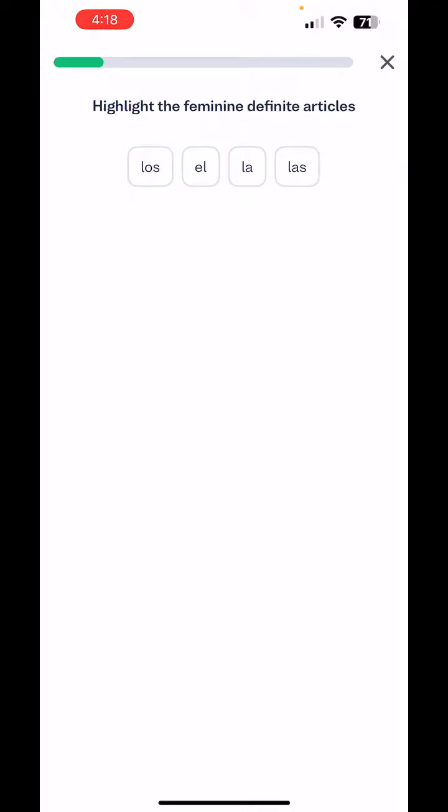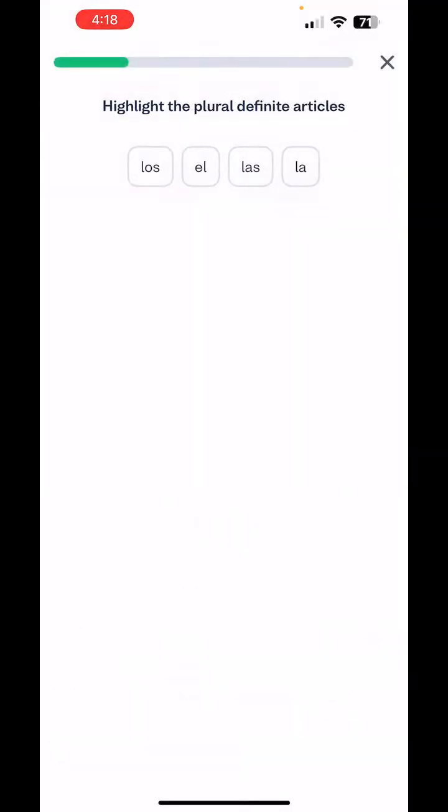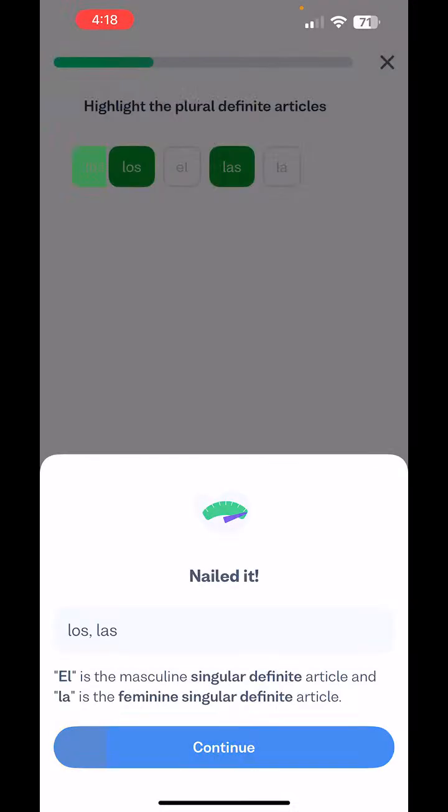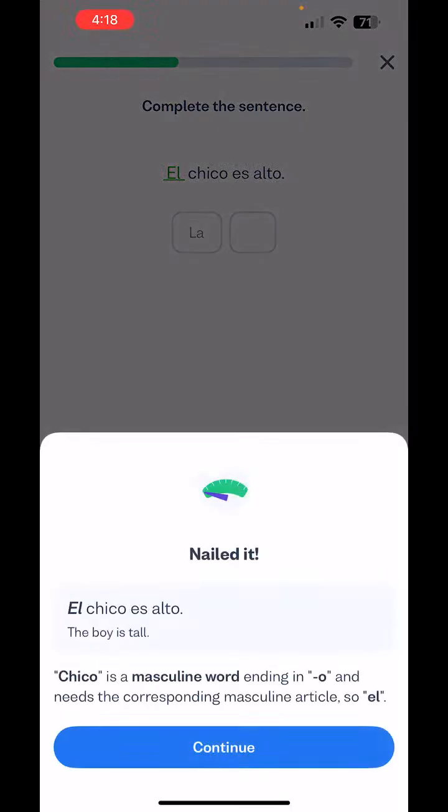And what I like is that the lessons are quick. So highlight the feminine definite articles. So we have la and we have las. The plural definite articles will be los and las. So complete the sentence. El chico es alto. So el chico, because chico is masculine, alto is also masculine. So the boy is tall.